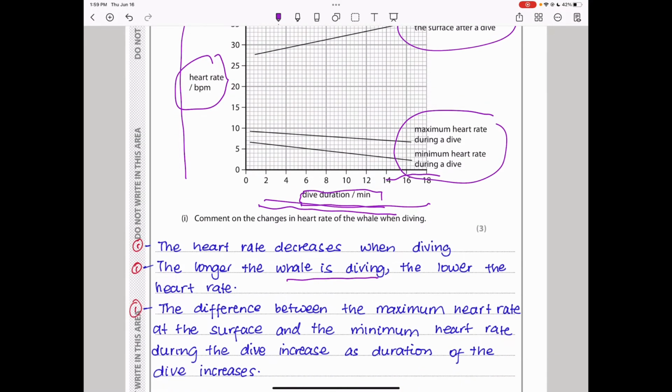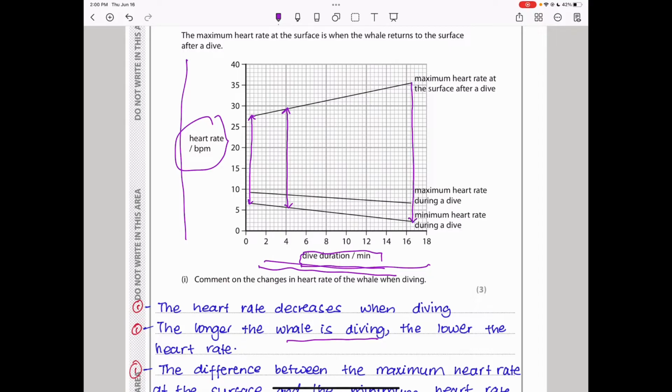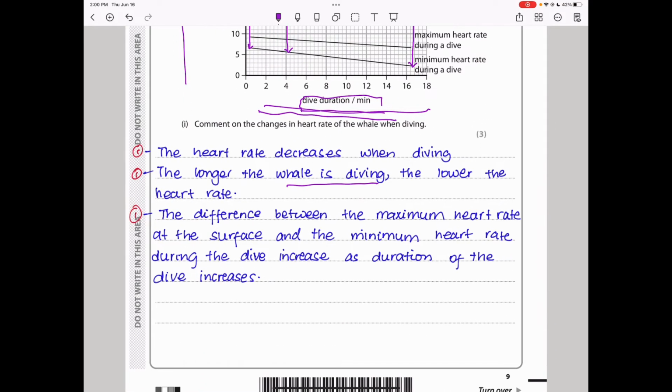And then the next part, I say the difference between the maximum heart rate at the surface and the minimum heart rate during the dive increases as duration increases. What does that mean? Let me show you. It means this one and that. Let's assume initially there and there. And finally, we can see it's diverging away. As the diving duration increases, the minimum heart rate during the dive and the maximum heart rate at the surface after the dive have the widest gap, or basically the difference is going to be the greatest. I will go to the next part.